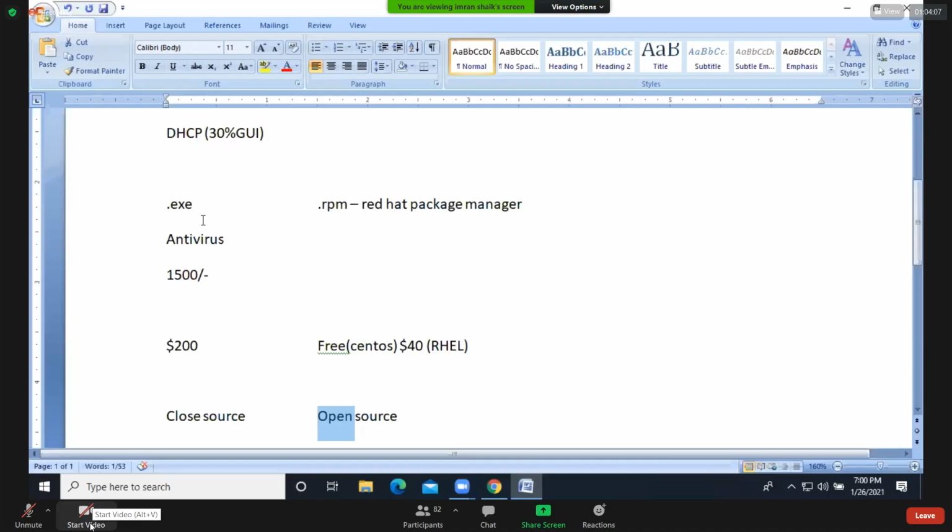Got it? We have a number of open source software, guys. Apache Tomcat: throughout the world, for web servers, people use Apache Tomcat only. Yes?